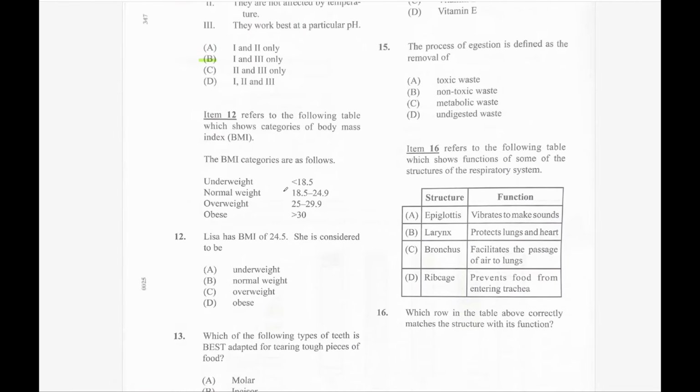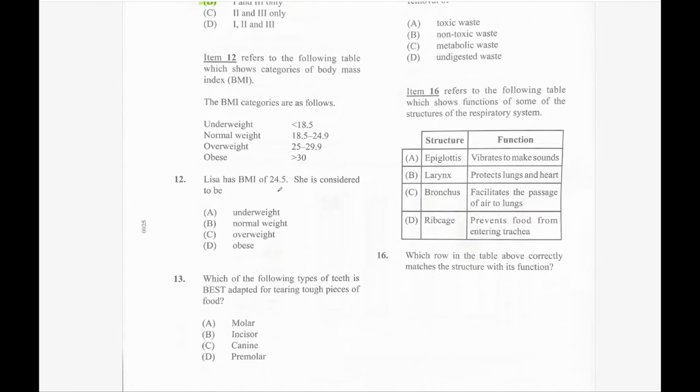Question 12 refers to the following table, which shows categories of body mass index. The BMI categories are as follows. We have from underweight to obese. Lisa has a BMI of 24.5.